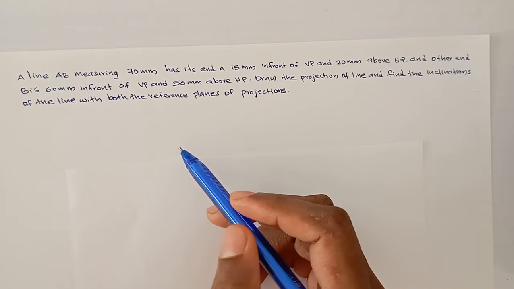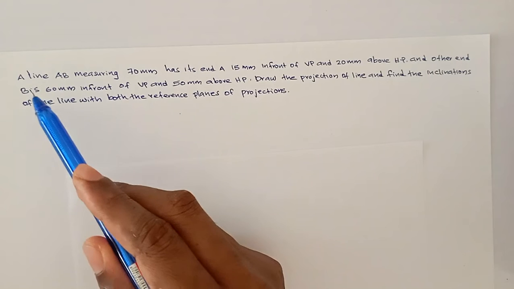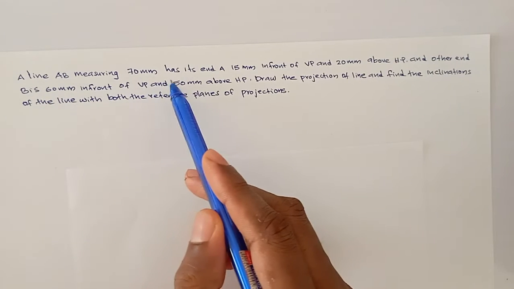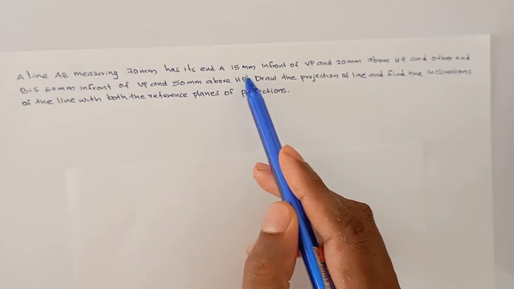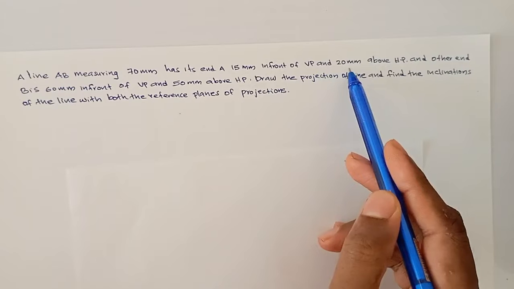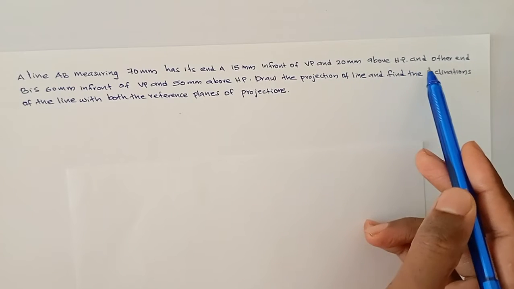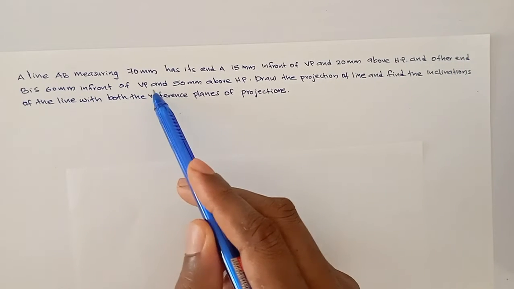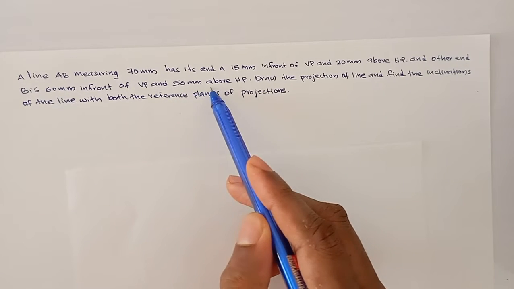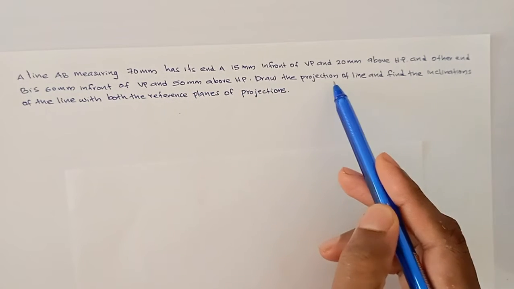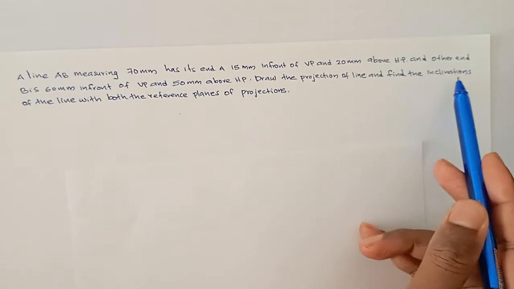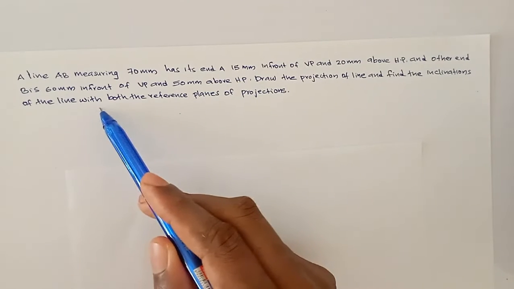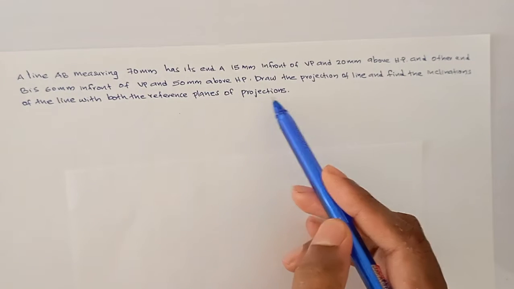Let's discuss another problem. The question is, a line AB measuring 70 mm has its end A 15 mm in front of VP and 20 mm above HP, and other end B is 60 mm in front of VP and 50 mm above HP. Draw the projection of the line and find the inclination of the line with both the reference planes of the projections.